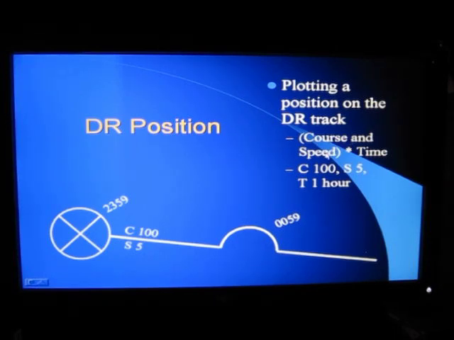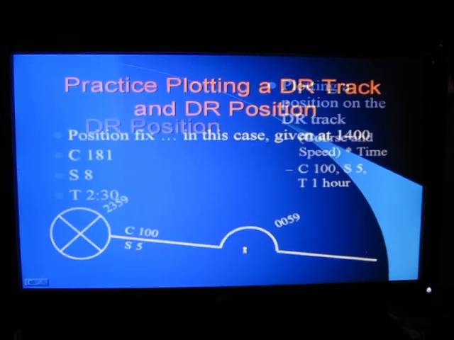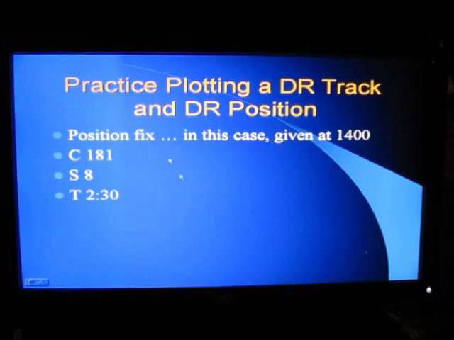These are the only three factors that have gone into this DR position. Nothing certain about it. This is our best guess estimate based upon our navigational skill of either where we're going to be at 0059 or where we are at 0059. A DR position. Now, let's practice plotting a track and a DR position.